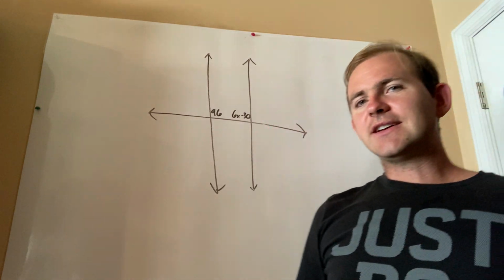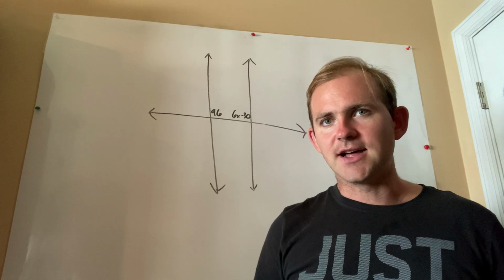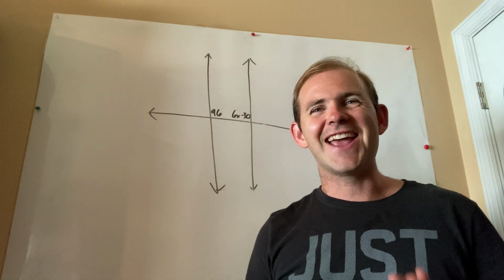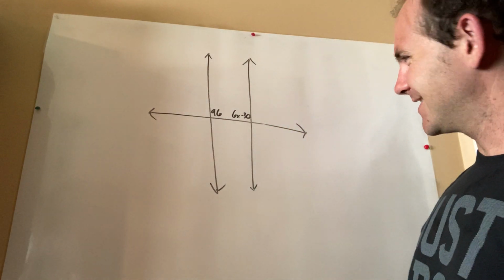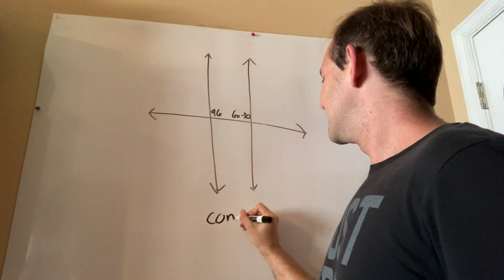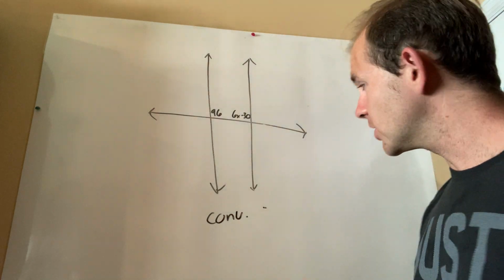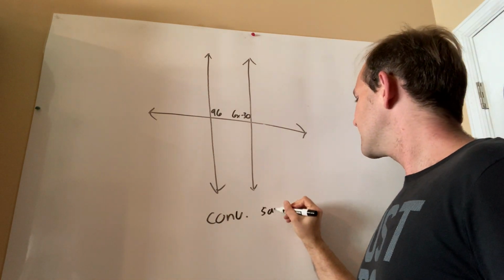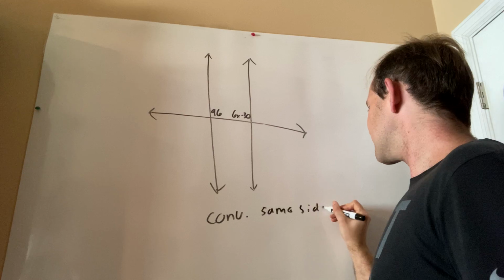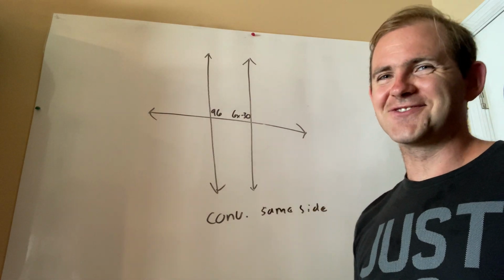Well, if they're on the same side of the interior, hint, hint, nudge, nudge, that means they are same side interior angles. So the converse that I'm going to use is the converse of same side interior. You could say consecutive interior if you wish. Whatever works for you, okay?